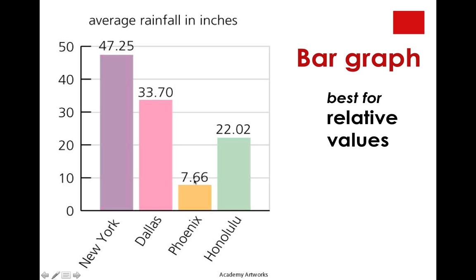With a bar graph, you do have to be careful to label everything clearly so people can tell what's the relative value. Our bar graph here does a good job of starting its y-axis at 0 so it doesn't skew the data or the results.